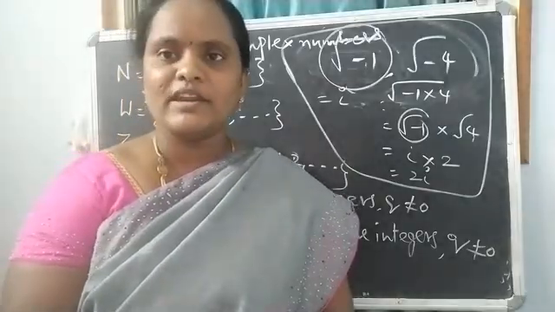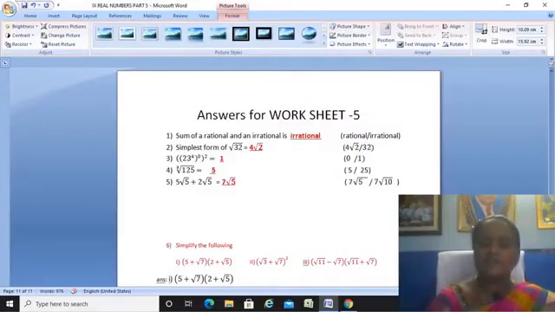Thank you everyone. Now let us see the answers for worksheet 5 that was given in the last video. The first question: the sum of a rational and an irrational number is dash, irrational. The second one: simplest form of square root of 32. 32 can be written as 16 into 2, so square root 16 into square root 2. Square root 16 is 4, so 4 into root 2 is 4 root 2.